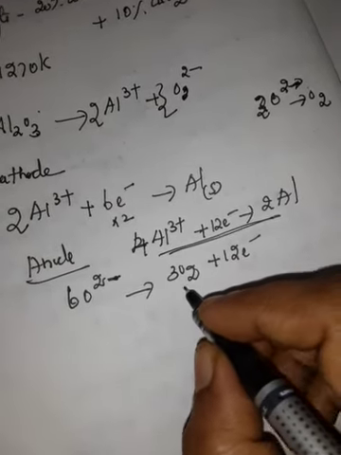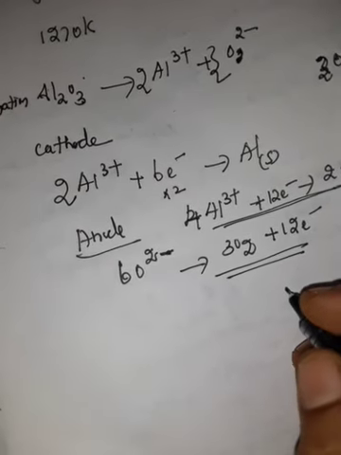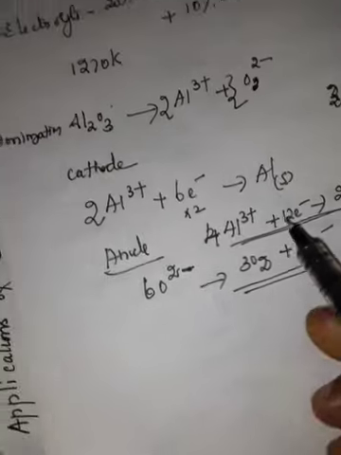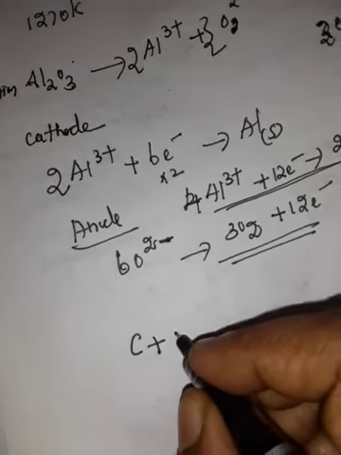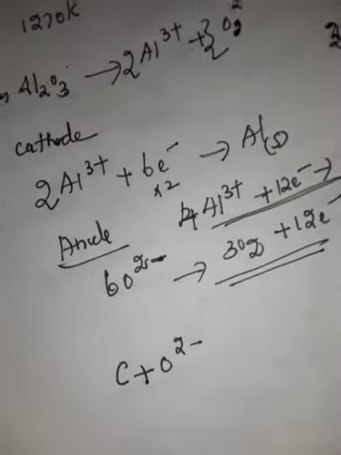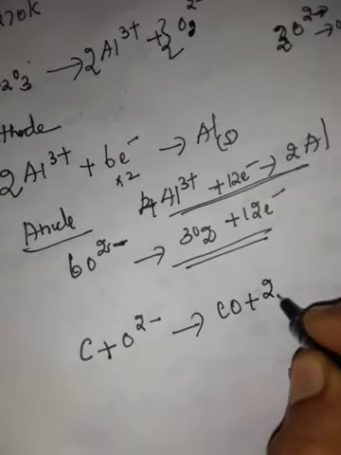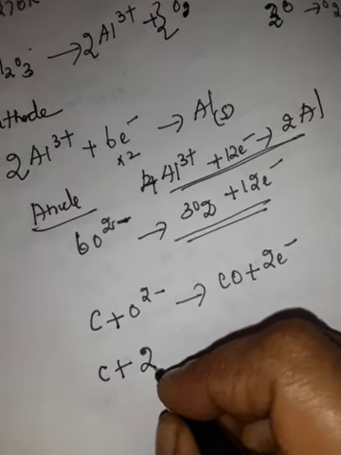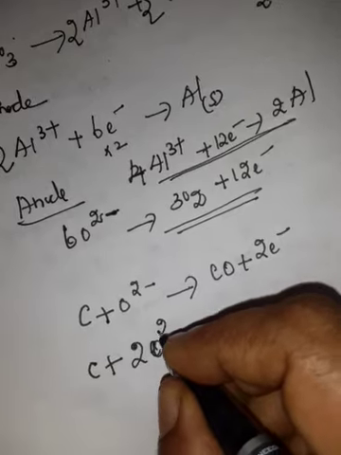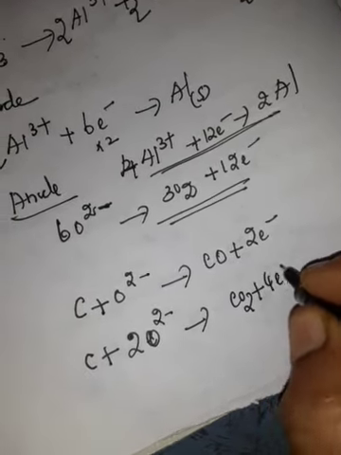This is the cathode reaction, and this is the anode reaction. Similarly at the anode, 2 more reactions take place at the carbon rods. The reactions taking place at the carbon rods: carbon plus O2- forms carbon monoxide, with 2 electrons released. Similarly, carbon, when combining with 2 oxygens, forms carbon dioxide, with 4 electrons released.